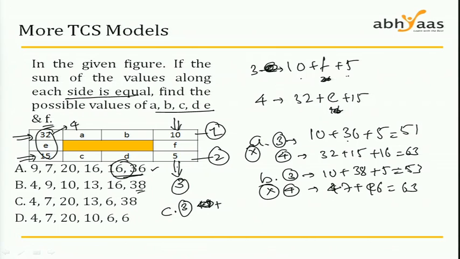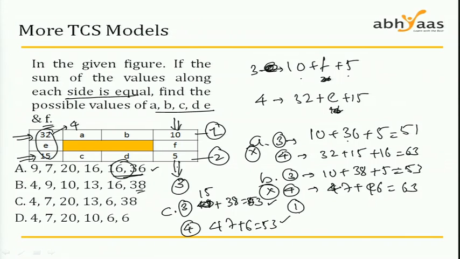10 plus f. 10 plus 5 is 15. 15 plus f value is assumed to be 38. So 15 plus 38 is 53. Right. And fourth side value is how much? 32 plus 15, which is 47. So 47 plus e value is how much? 6. That is equal to 53 again. Right. Now your third side and fourth side values are becoming equal.